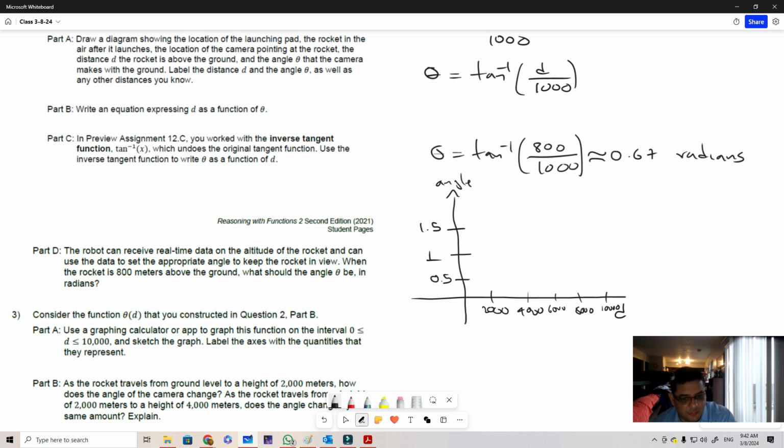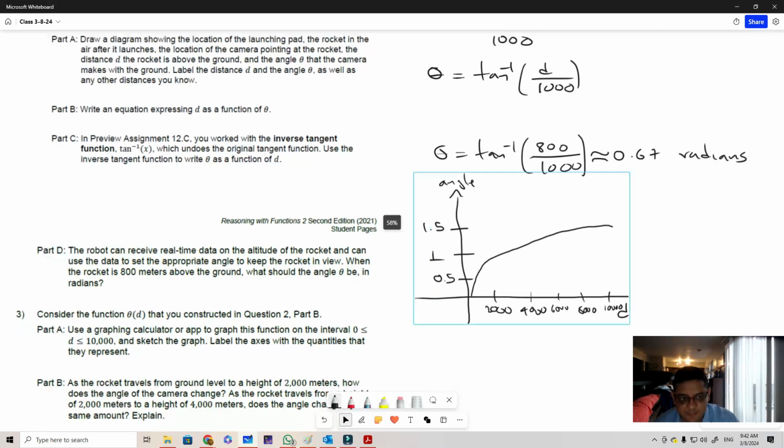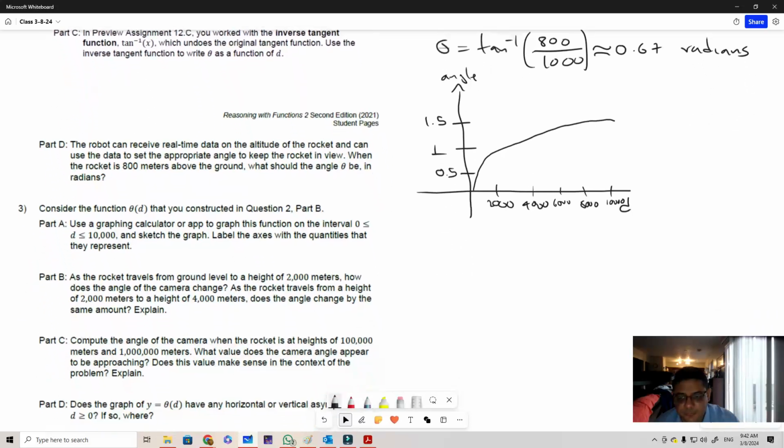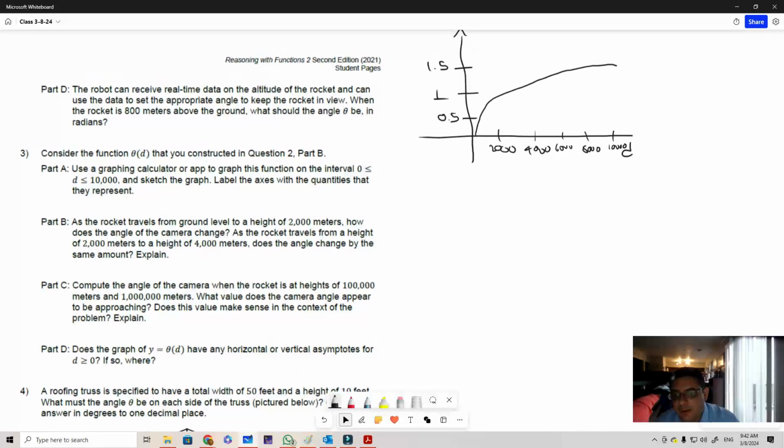And you're going to see some movement like this, where the function is increasing, but it's not going to go further than 1.5. So that's the point of graphing data in terms of d. Now, for part B, we want to see how things are changing.